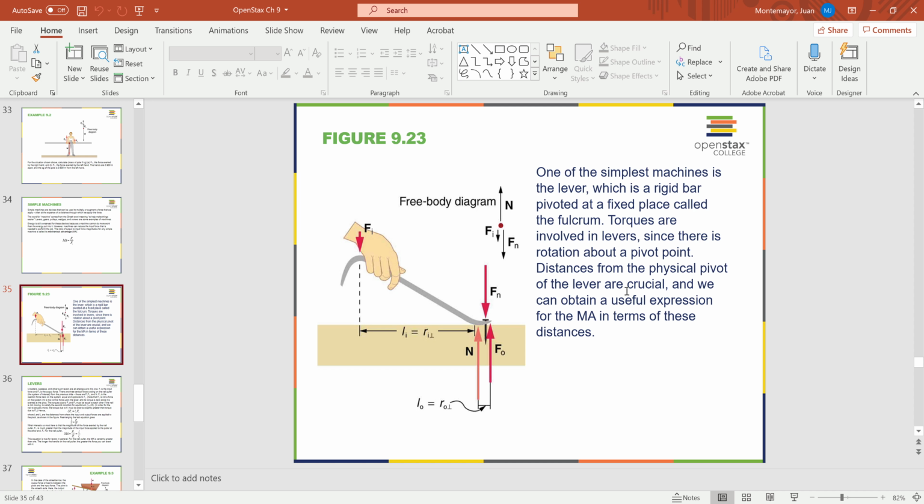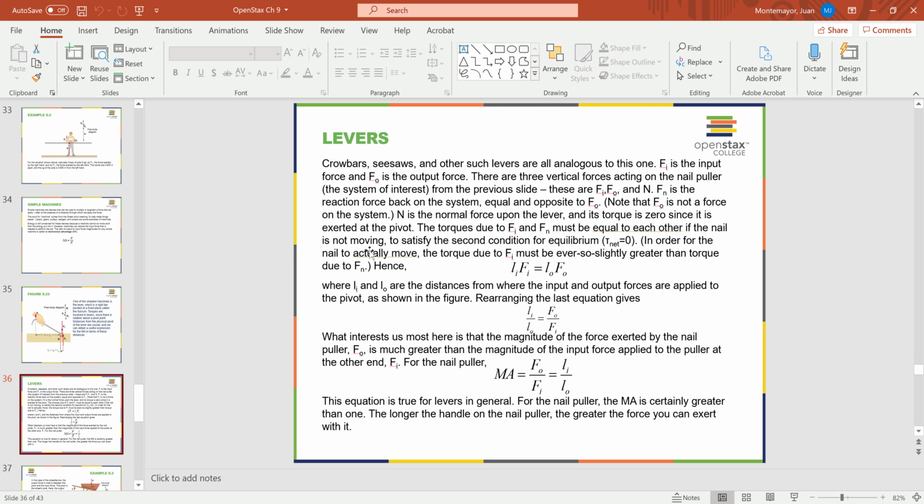Distances from the physical pivot point of the lever are crucial, and we can obtain a useful expression for the MA in terms of these distances. So here's our free body diagram. The longer the distance here, the easier the input force would be, and you'll see why here. Crowbars, seesaws, and other such levers are analogous to this one. Our force input is the input force, and force output is the output force.